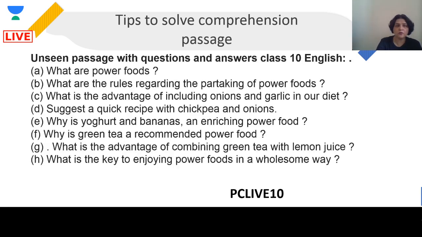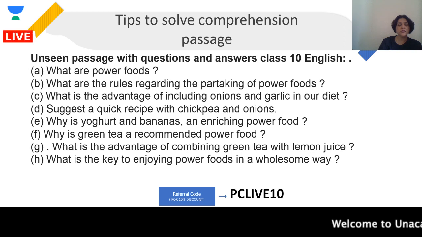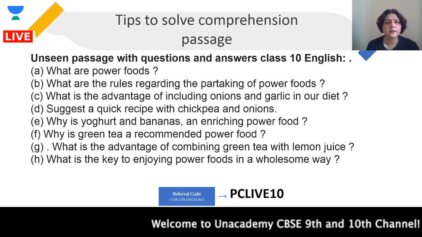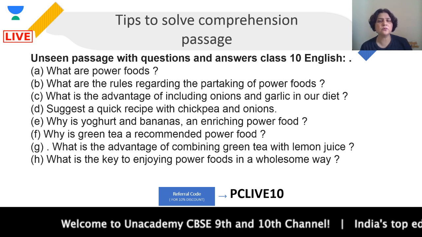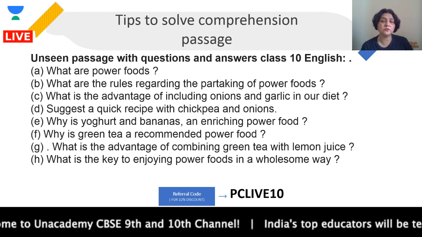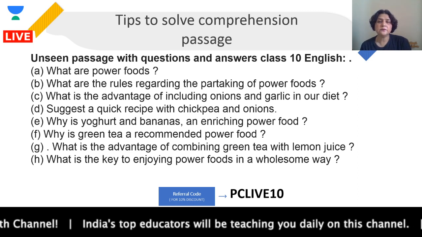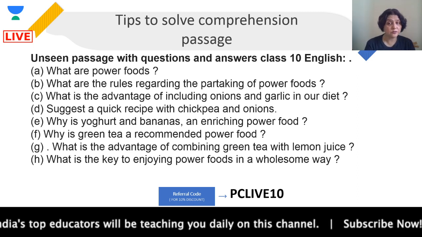Now, if I move on to the questions, these are all 1 mark questions which you will be getting. What are power foods? What are the rules regarding the partaking of power foods? We'll see the answers in the next slide. What is the advantage of including onions and garlic? It said it was rich in sulfur.